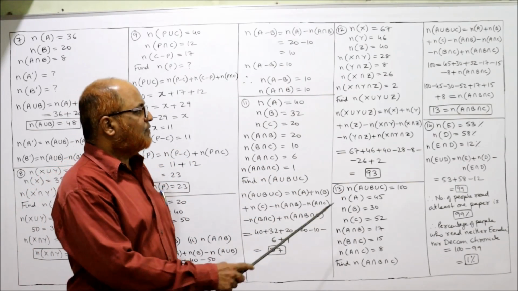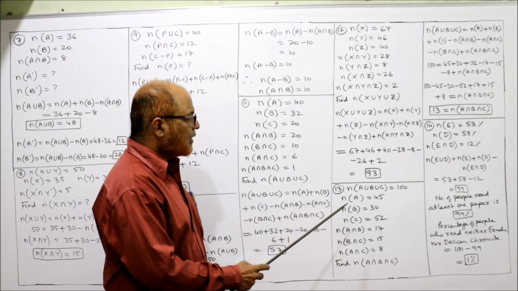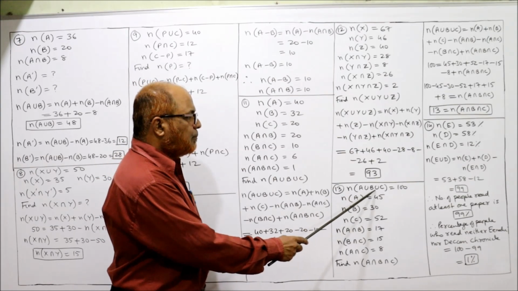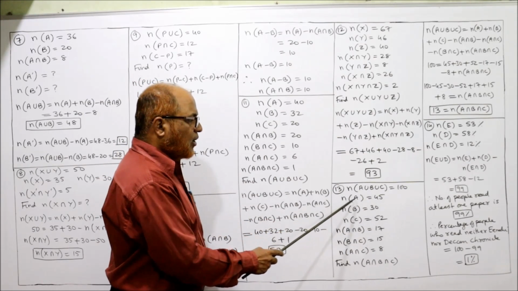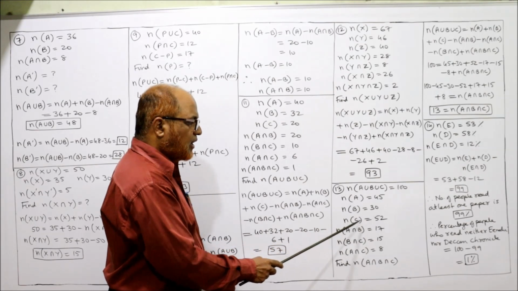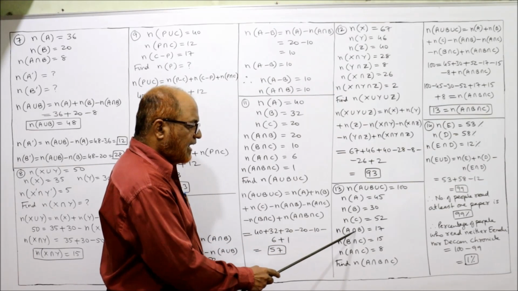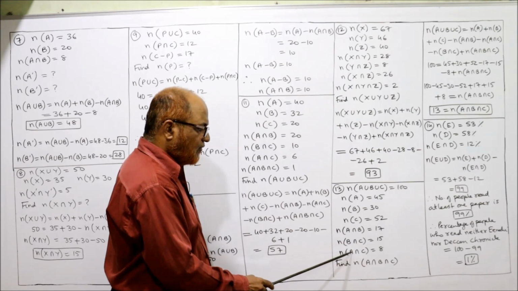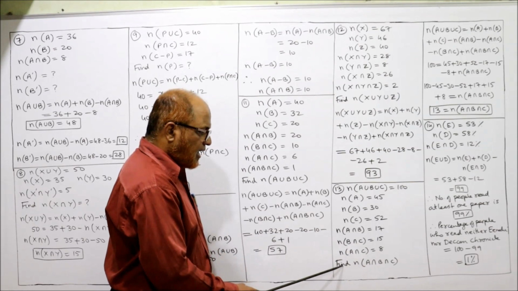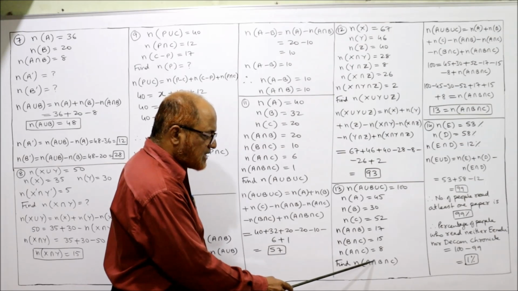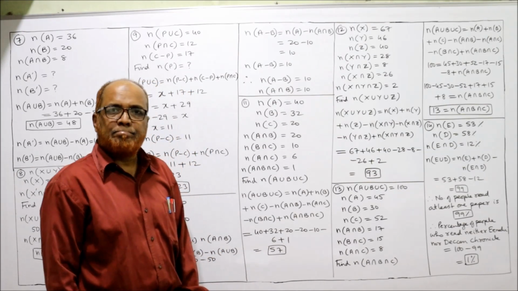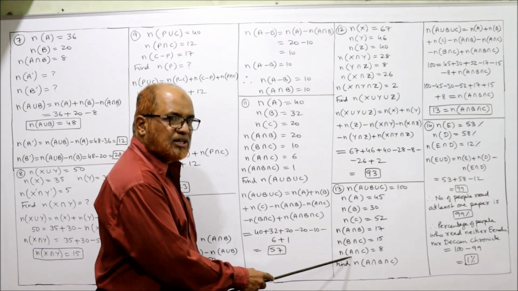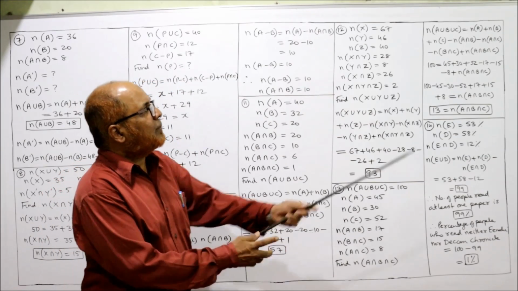Same formula. First we write the information. N of A union B union C is 100. N of A 45, N of B 30, N of C 52, N of A intersection B 17, N of B intersection C 15, N of A intersection C is 8. And find N of A intersection B intersection C. So we have to find the intersection. Union is given, so we apply the formula.